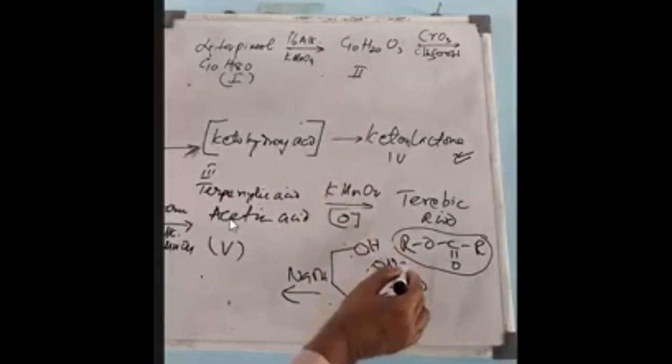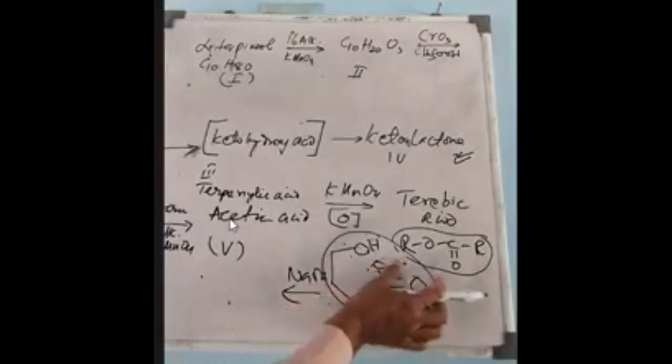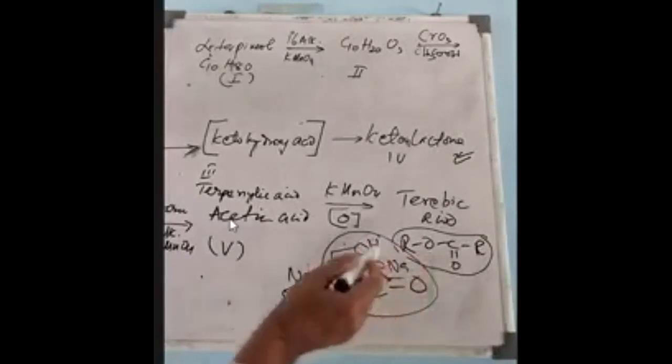Alkaline hydrolysis will take place. So what happens? The original compound will be obtained. Sodium hydroxide will again react. If the original compound is of the carboxylic acid, hydrolysis, then what happens? Carboxylic acid reacts with the sodium hydroxide to form the sodium salt. If you use the potassium hydroxide, potassium salt is obtained. So actually what happens? The sodium hydroxide will be consumed, or potassium hydroxide will be consumed.